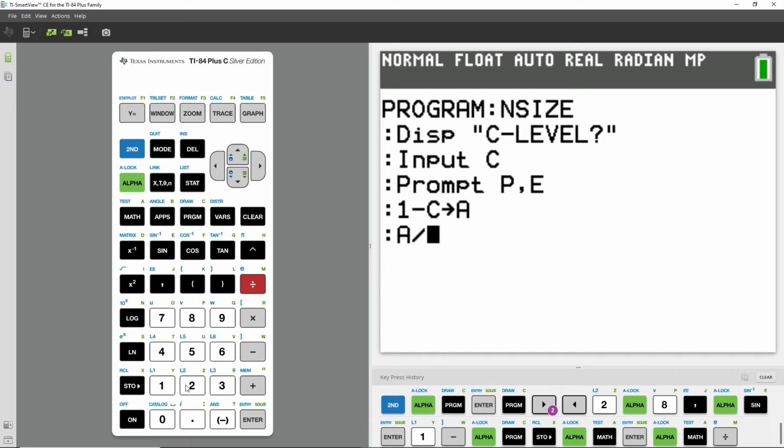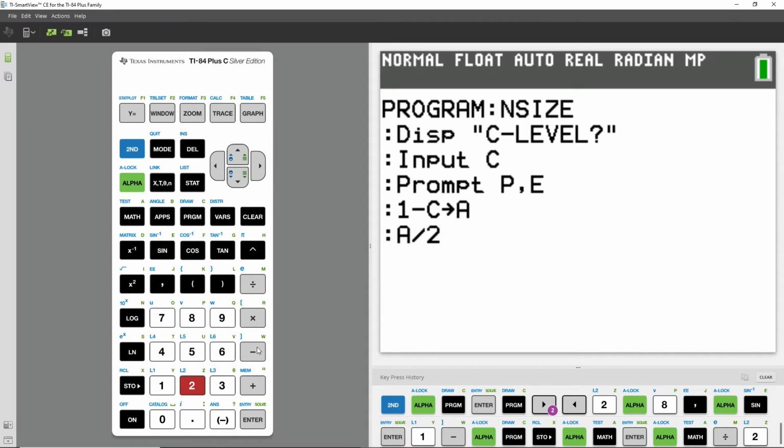Let's see. And then we have to, let's get this right. So let's say we're dealing with 90%. And we subtract 90%, we're going to get 10%. And if we take 10%, half of 10%, we get 0.05.